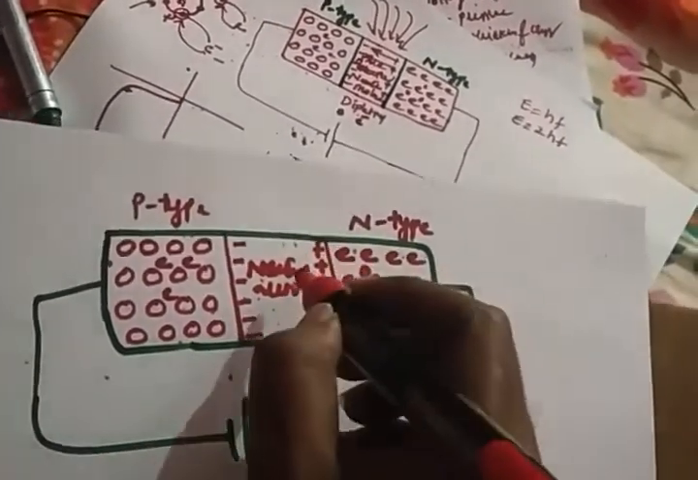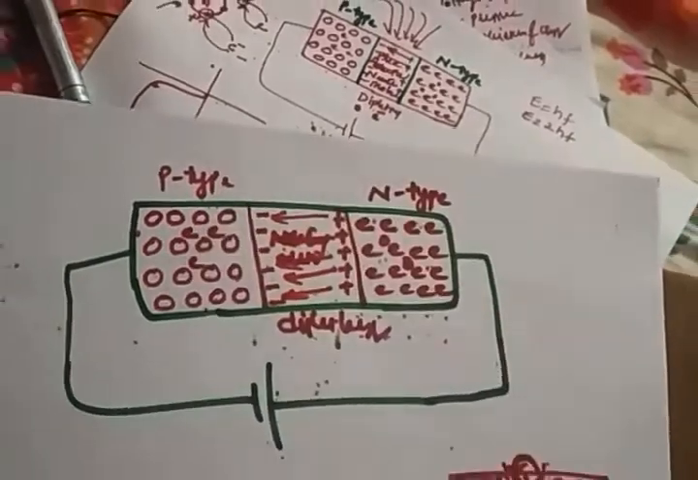Right? But in the depletion layer, what you have is the positive ion and the negative ion. In this you have an electric force from positive to negative. Only force is present. There are no free electrons, there is no charge. But the force is there.